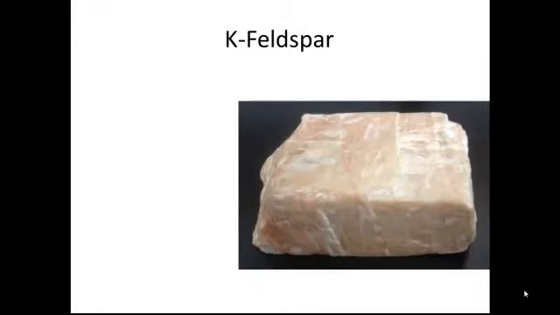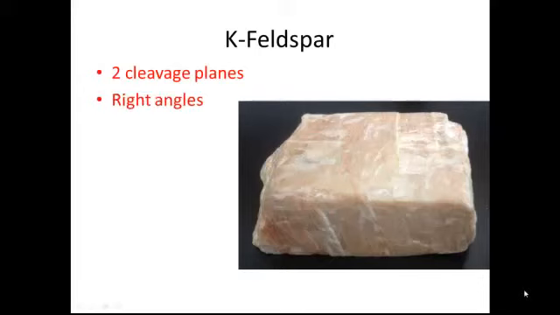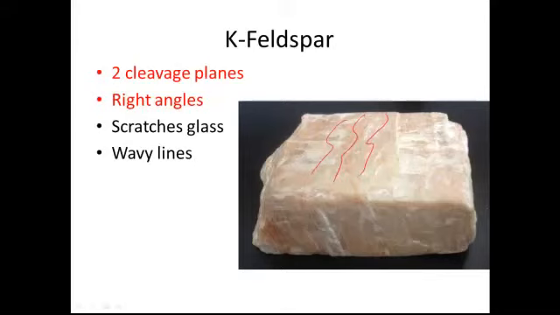K-feldspar is an important rock-forming mineral. It's got 2 cleavage planes which are at right angles. Also, it scratches glass, but not terribly well. It's got these funny, wavy lines called lamellae. It could be pink or it could be white, and yes, it is a silicate.